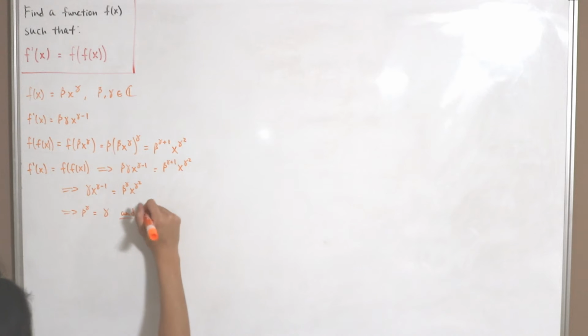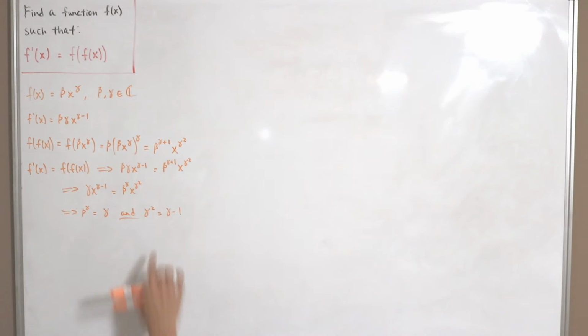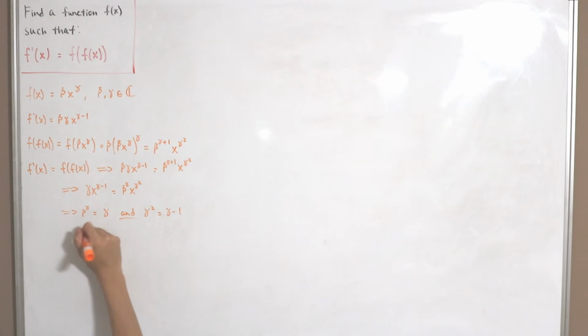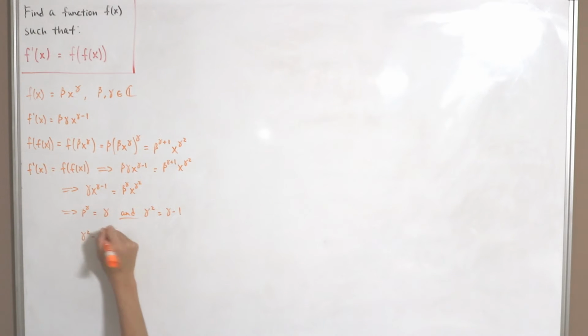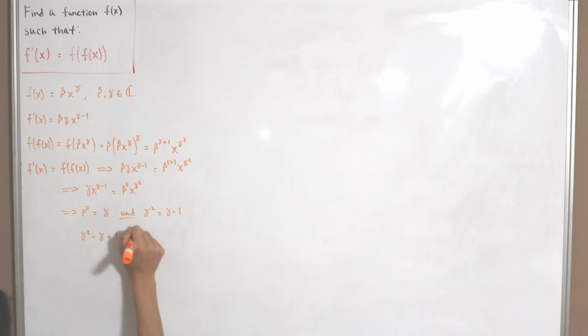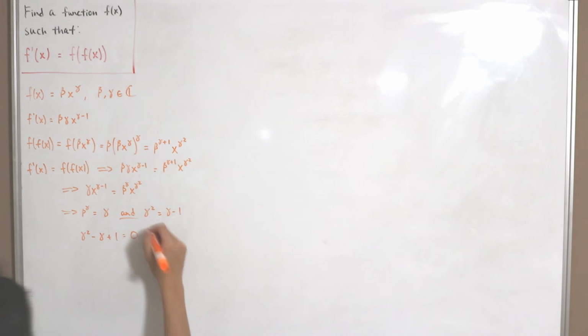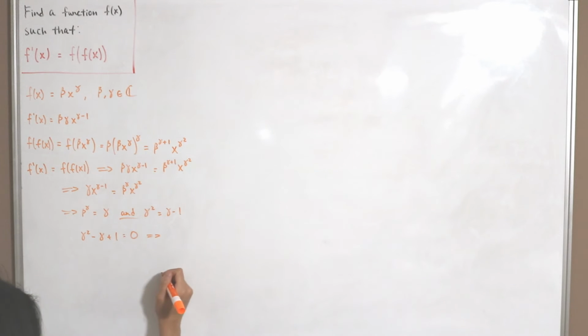So we have gamma squared is equal to gamma minus 1. The right equation actually seems a little bit easier to show. Now I can subtract, so we have gamma squared minus gamma plus 1 equals 0. You can easily find the solutions for gamma. You can either use completing the square or use the quadratic formula. Typically, I'm just going to use the quadratic formula, so that's easier.